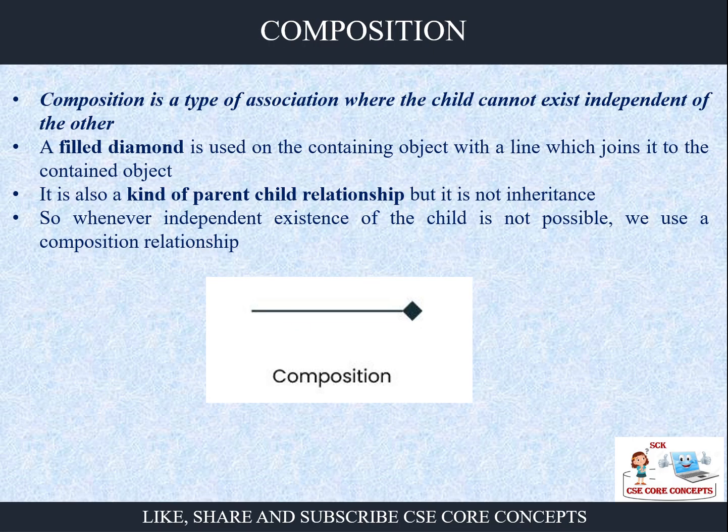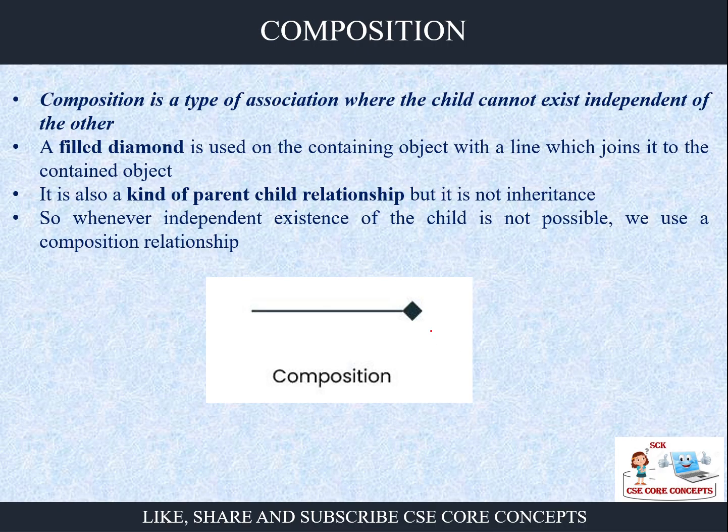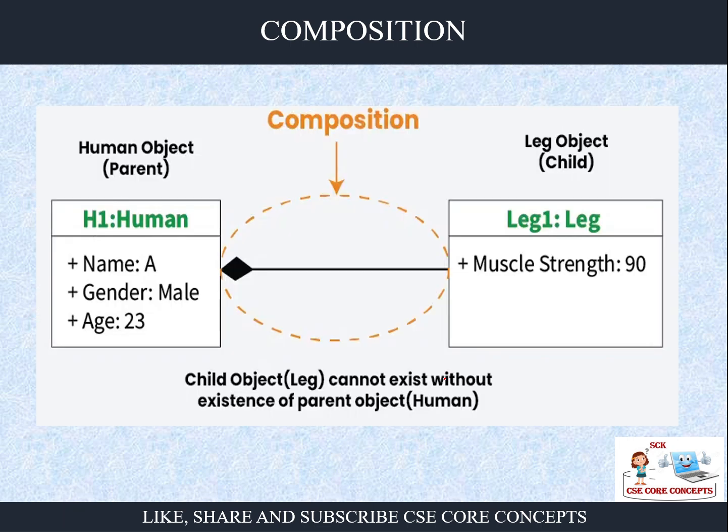Understood? Another relationship is composition. This is a type of association where the child cannot exist if the parent does not exist. The difference here is that aggregation is shown with a hollow diamond, and composition is shown with a filled diamond. So let's say human and leg. Let's say human A has gender male, and age is 23. I can say a leg cannot exist if a particular human is not there. My leg cannot exist if I am not alive in this world.